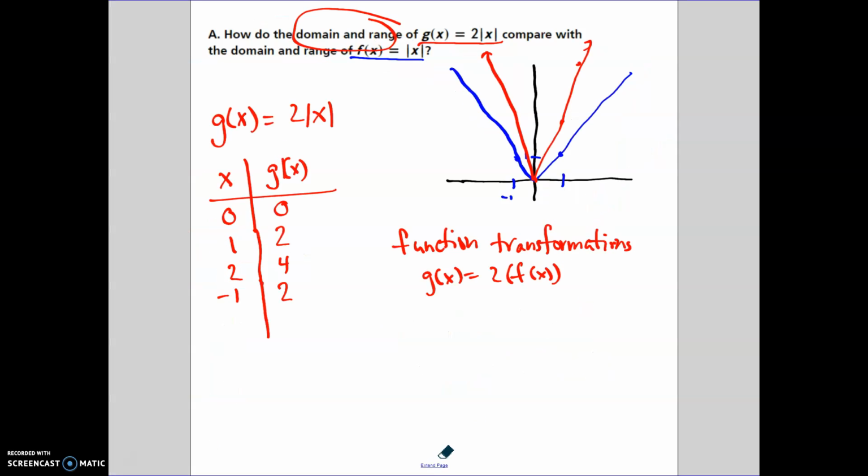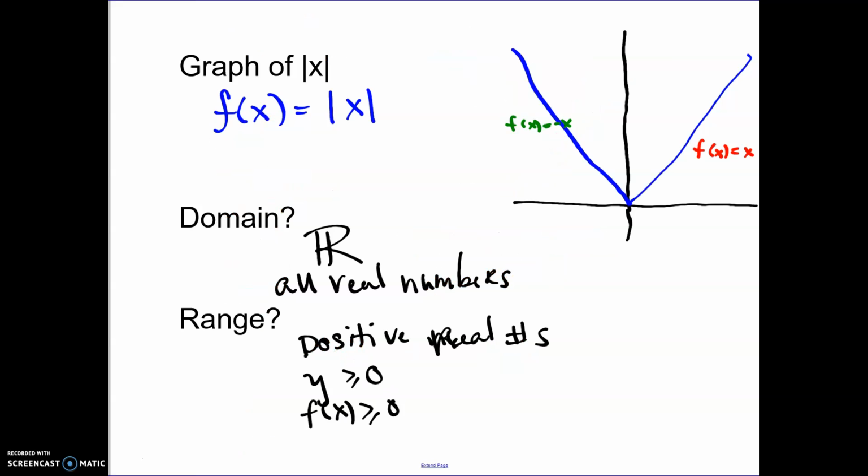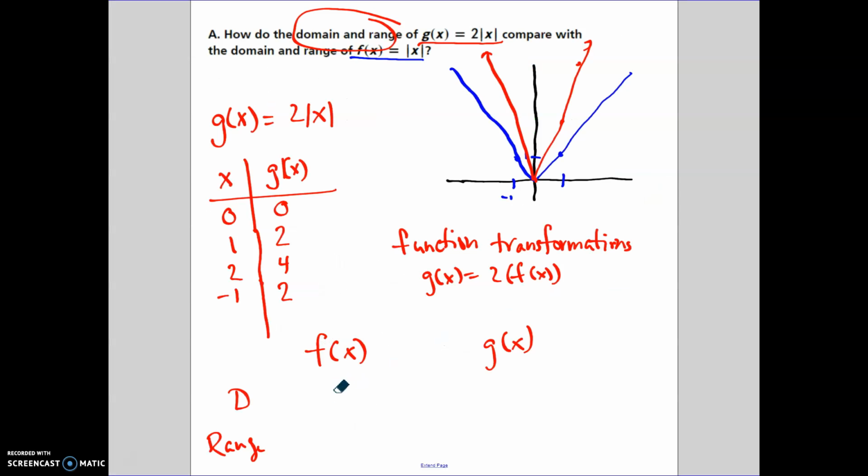Let me make this page a little bit longer. So if I have f of x and g of x, let's look at the domain and range. So for f of x, we said on the previous slide, the domain of the parent function is all real numbers and the range is all positive numbers. So I can just go ahead and write those in. And then let's look at g of x.